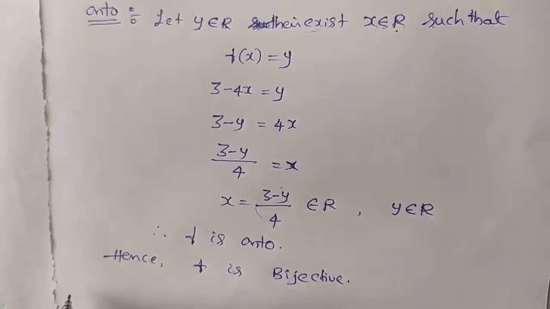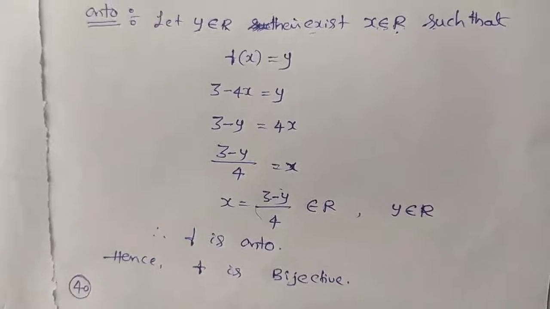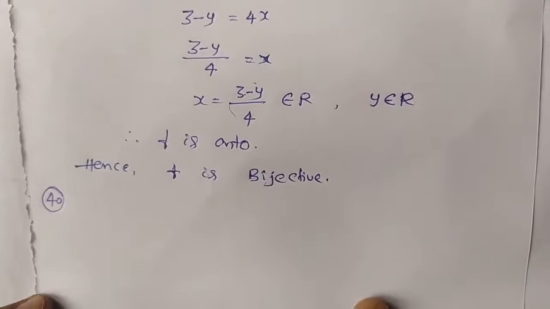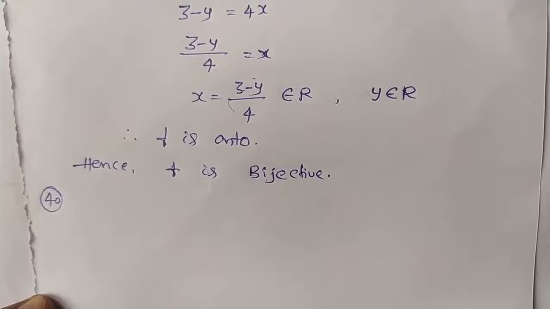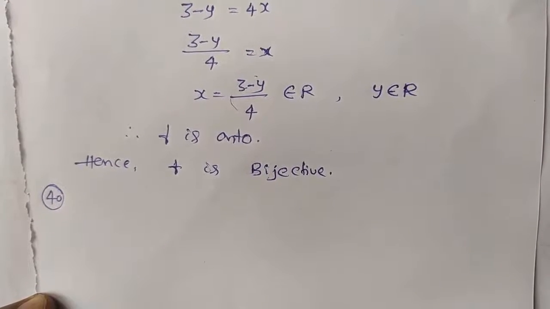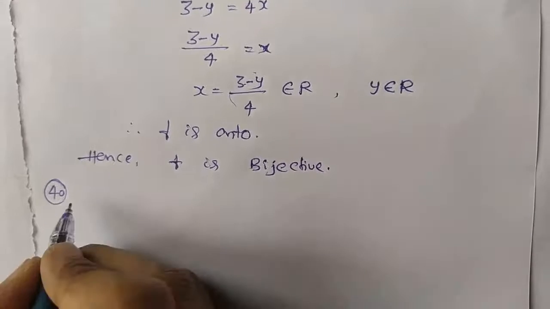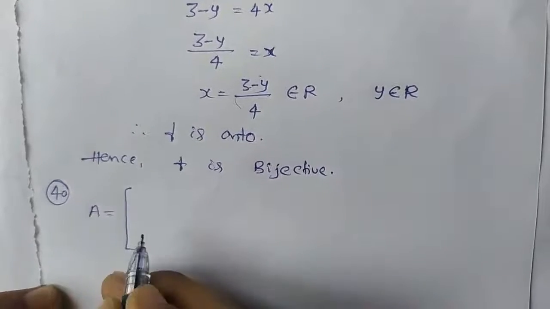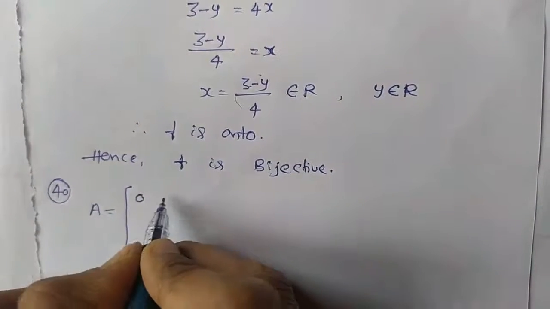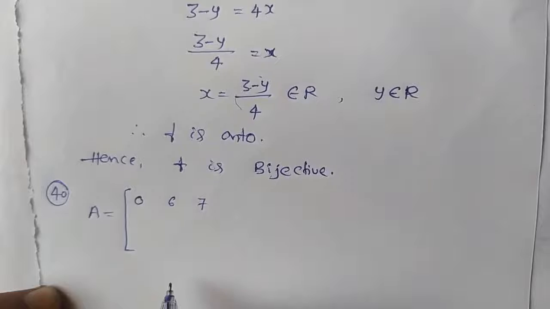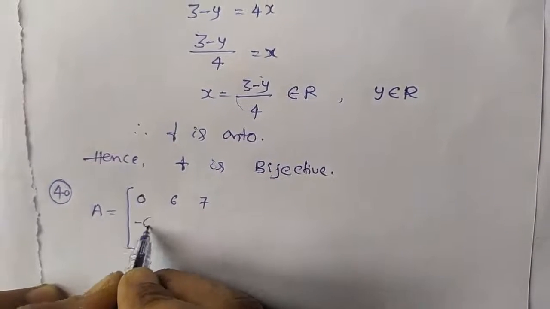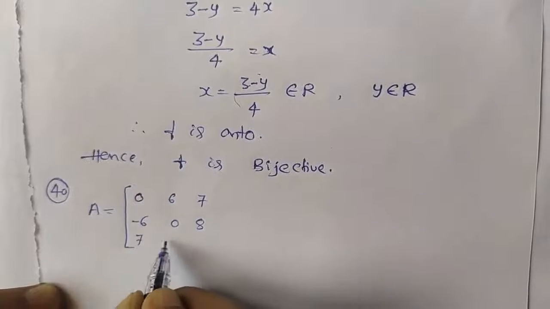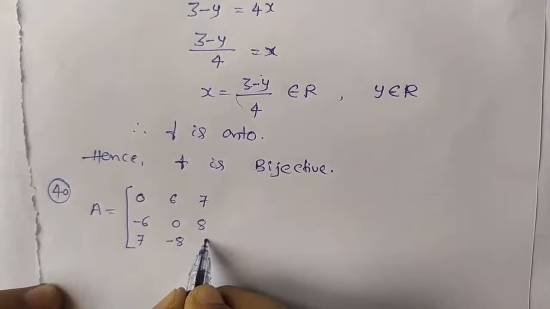See the 40th question. Matrices. 40th question is a matrices question. If A equals, write the given matrix. A equals 0, 6, 7, minus 6, 0, 8, 7, minus 8, 0.